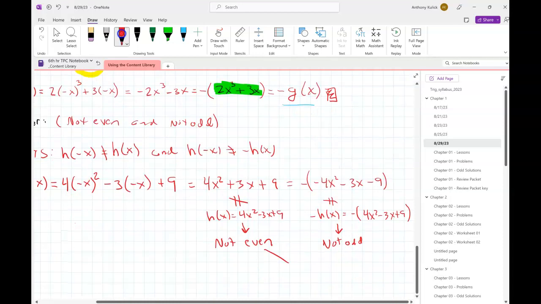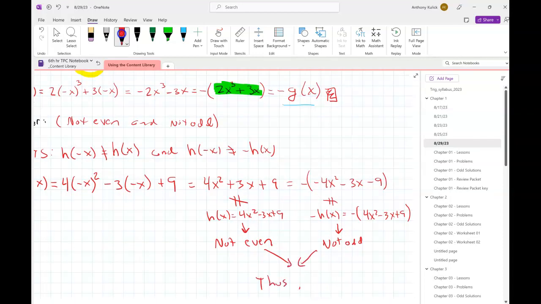And if we have not even and not odd, we know it's neither. Everybody feel okay with the reasoning there and the algebra that we did?